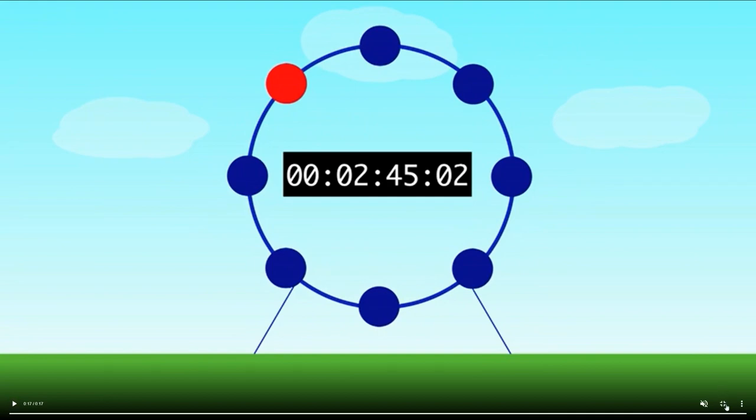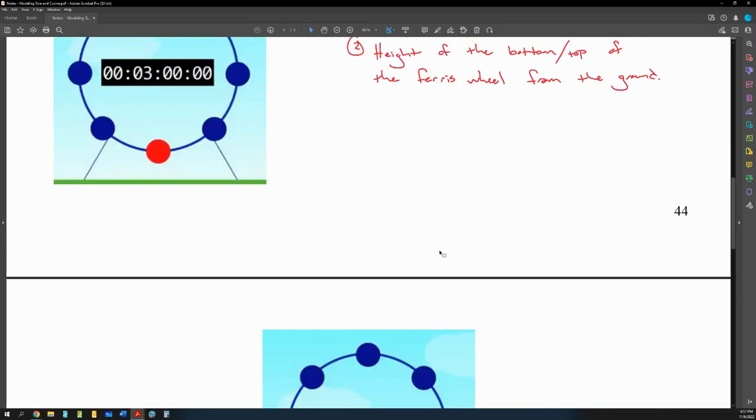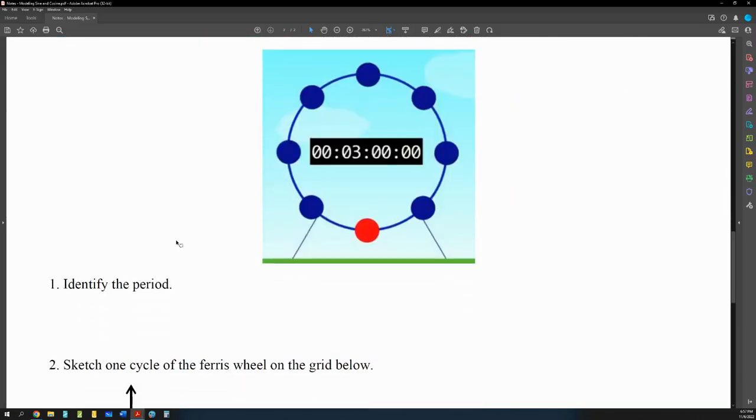All right. So take a moment and just jot down your observations. Remember that it started at the bottom and it's a 3-minute ride. So this is just the first 15 seconds of the ride. Okay. So let's take a look back at our notes. So again, here's the starting position.